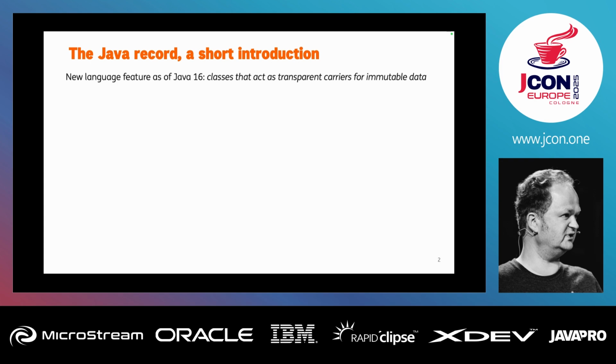So the question at that point is, why would you use it? Because you're used to Java in itself, and it's a transparent carrier for immutable data. So that's also what this talk is about, because I had some colleagues run into an issue where the record turned out to be immutable at that point.